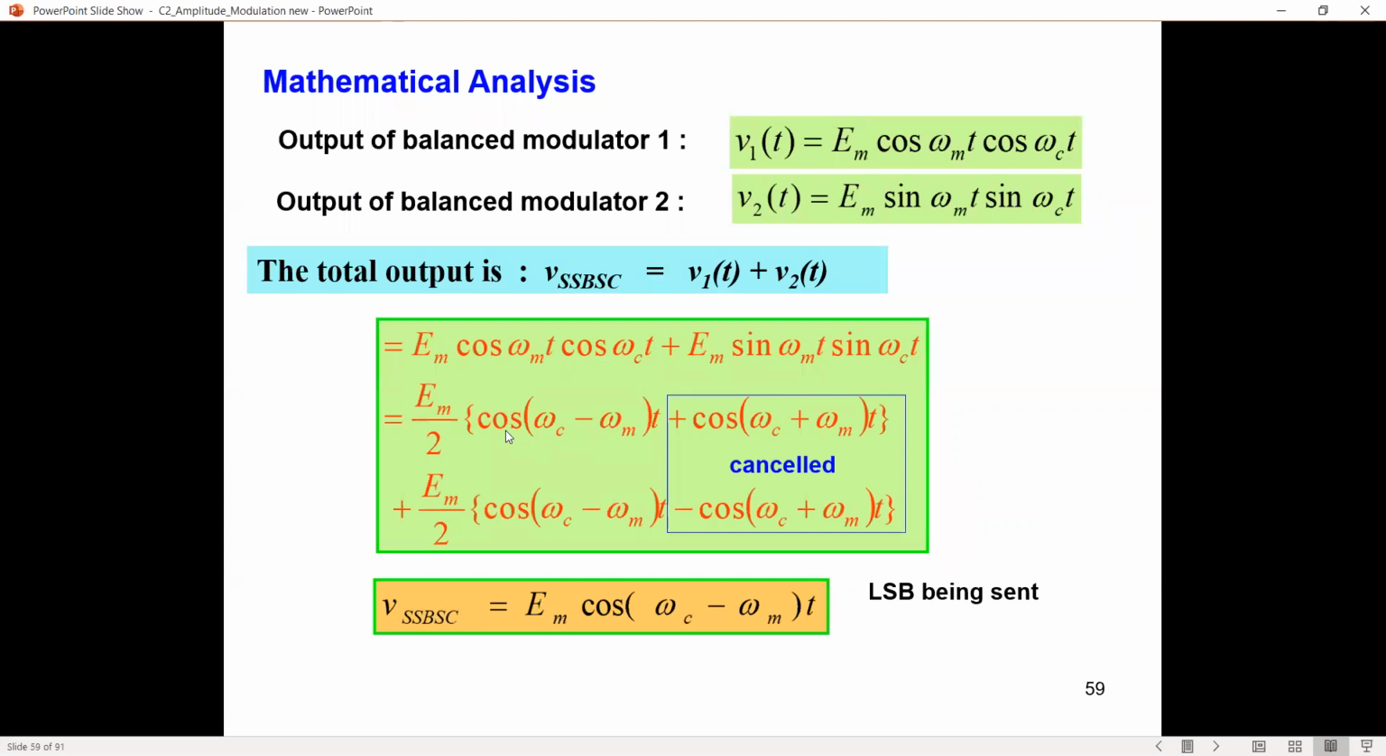So when we mix them together, the upper sideband will be cancelled, and we are only left with the lower sideband. This is phase shifting, so that we don't need to use a bandpass filter.